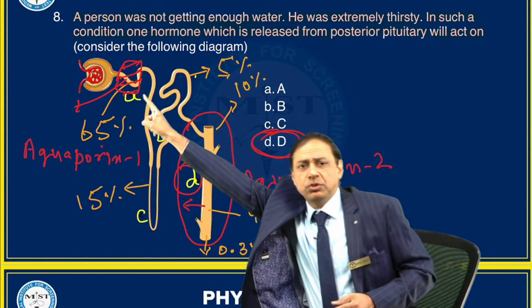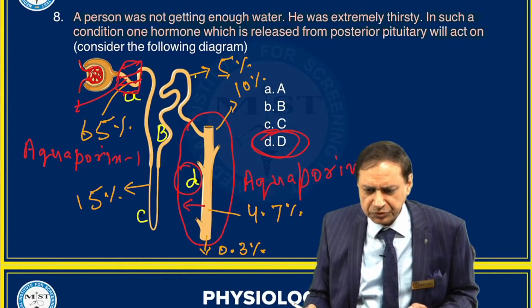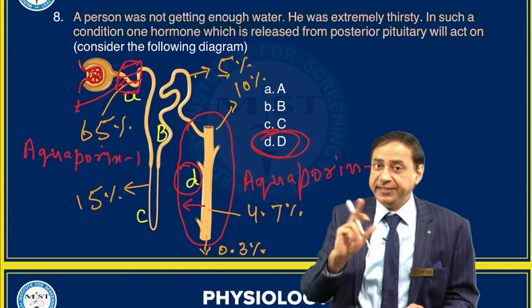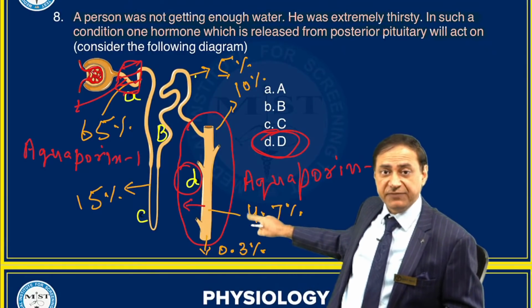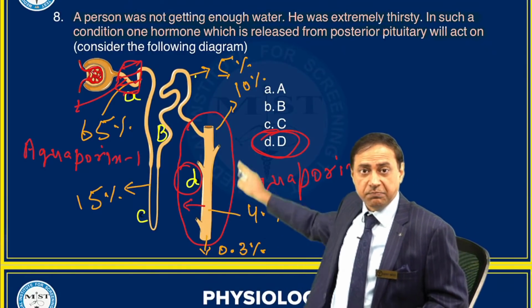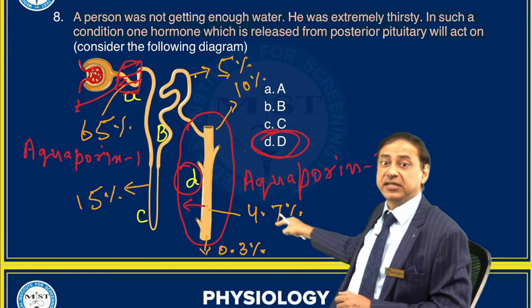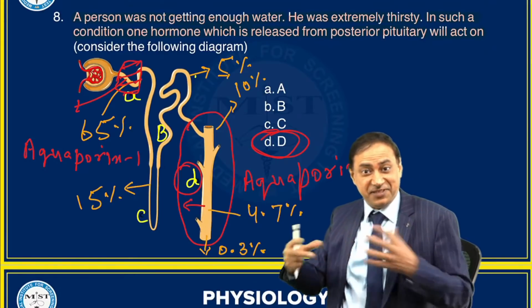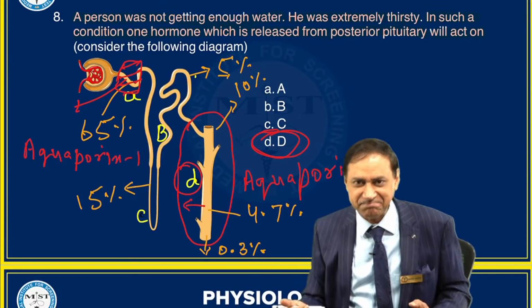100% of the glucose is reabsorbed from early PCT. 5% is under ADH, no, 15% is under ADH. This 5% plus this 10%: cortical collecting duct, medullary collecting duct. ADH has control over 15%, not just 5%, 15%.